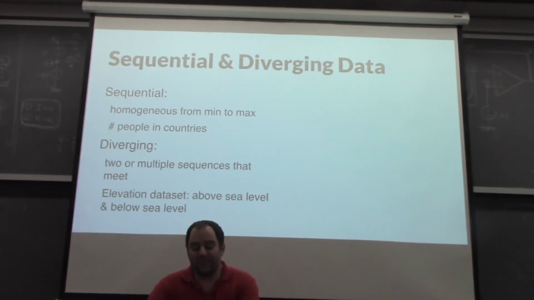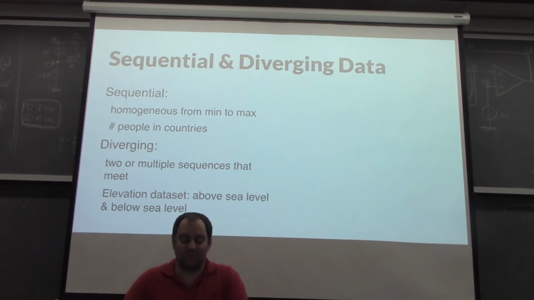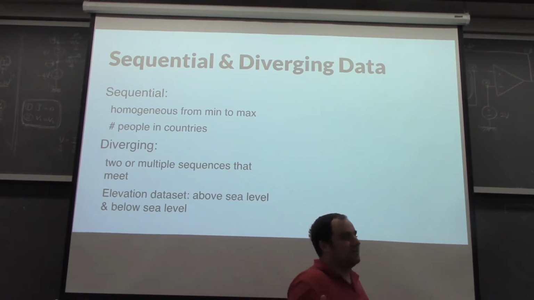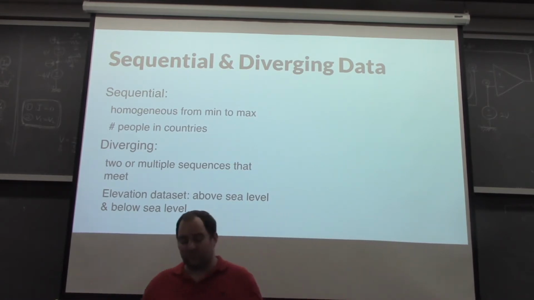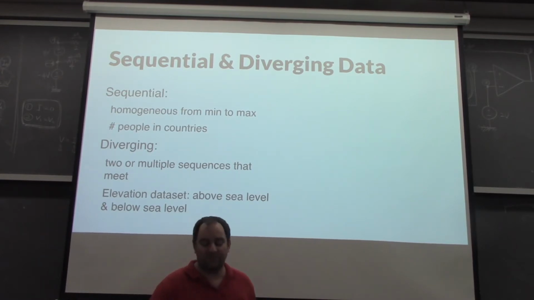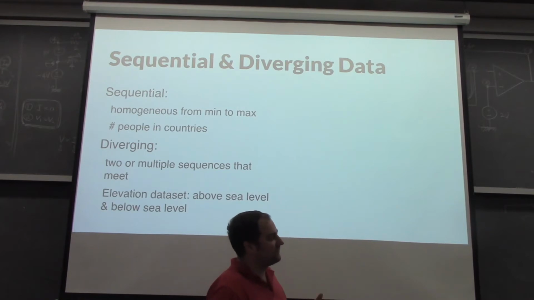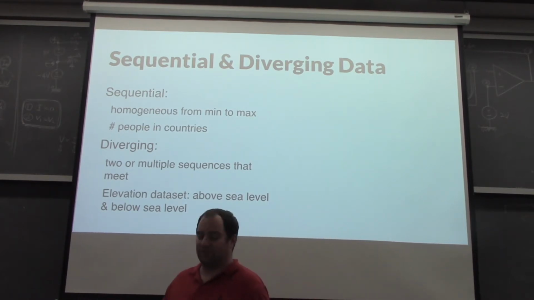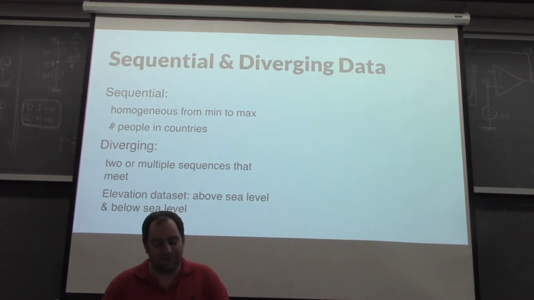Sequential data is homogeneous from a minimum to a maximum. So, for example, the number of people in a country. There could be a country with 0 people in it, but every country has a number of people in it. There's no country with negative people. You can't count negatively, right?